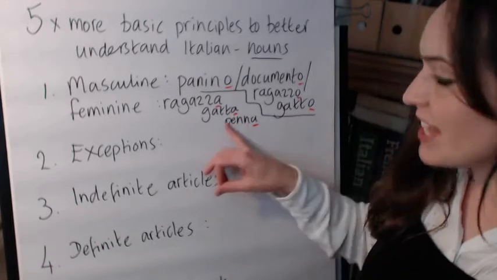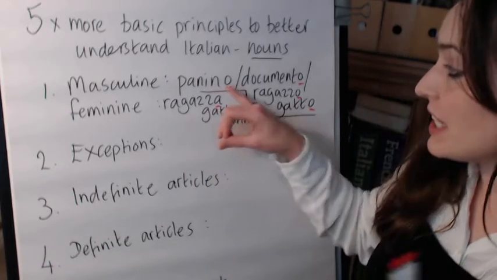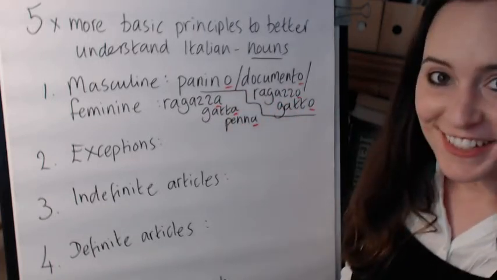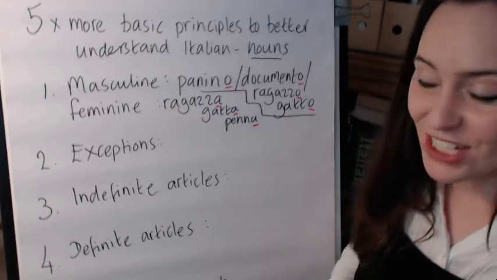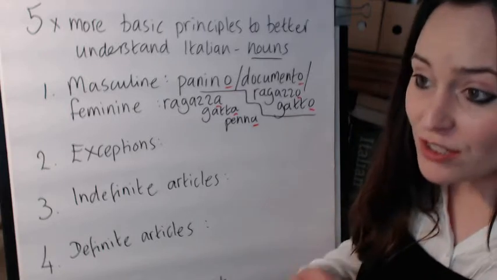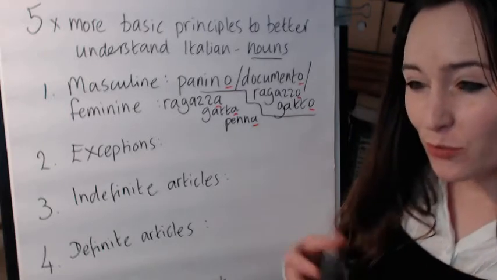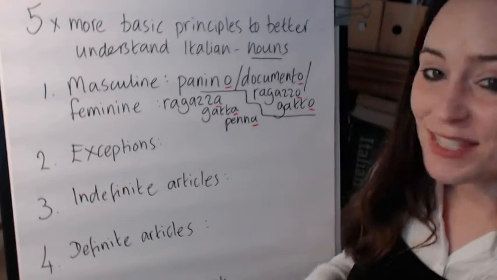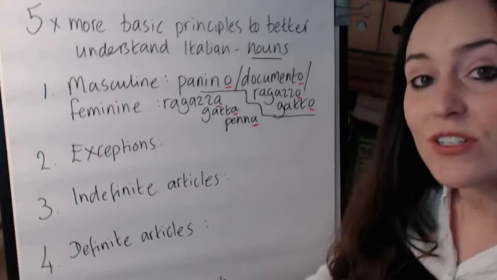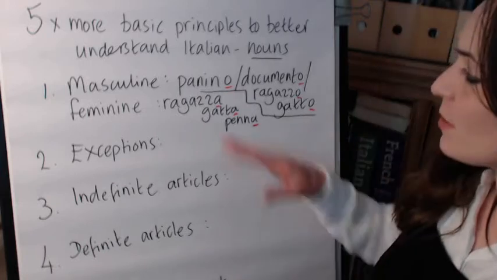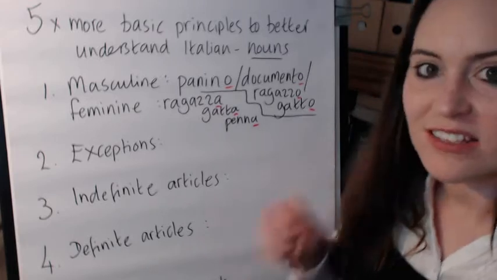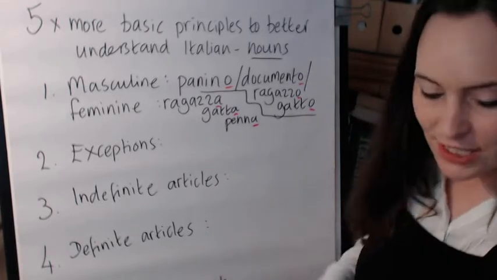Ragazza, gatta, penna, panino, documento. It's an O sound, like English language speakers might say hot with an O. So it's not pronounced O. It's more of an O sound, like in the word hot. Okay? Panino. And it's quite short too, it's a short little vowel. Ragazza.